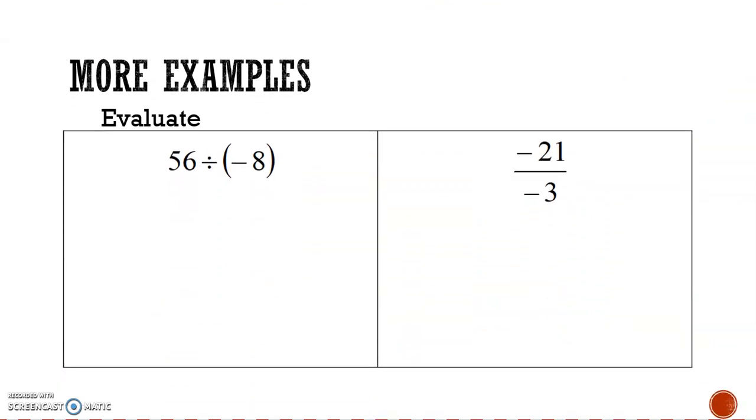Okay, so just to show you, these rules also work for division. 56 divided by 8, I am just doing that first, so that is 7. But since I have a single negative, it is going to be negative 7.